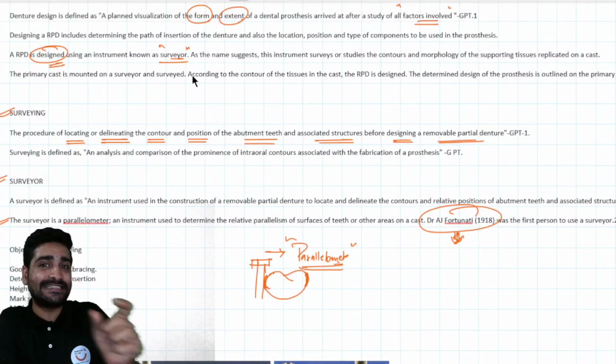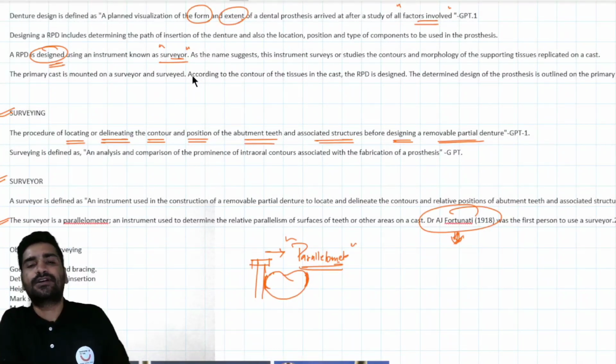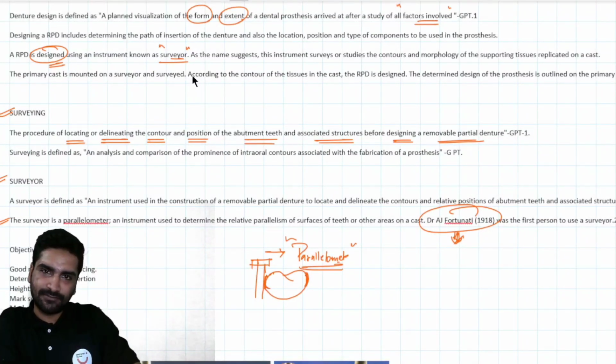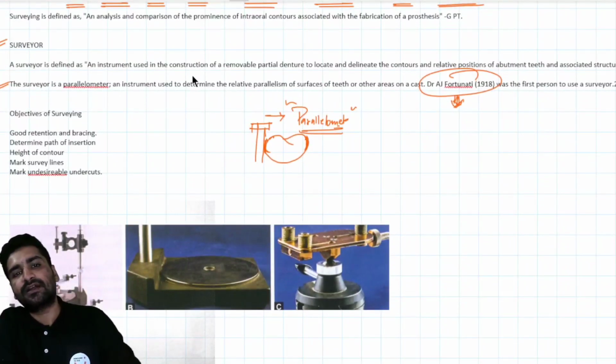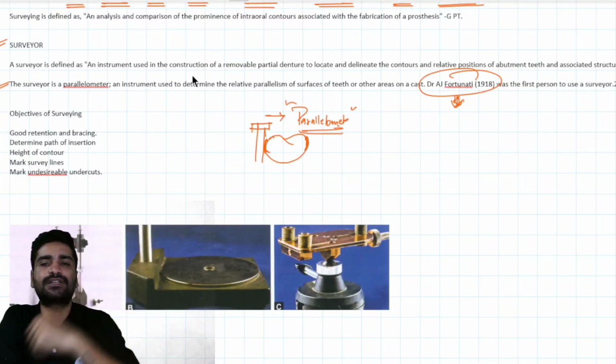Because if you change these keywords, you are going to change the whole meaning of the statement given by the author, right? Now, what are the objectives of surveying? Okay, why do we do surveying?